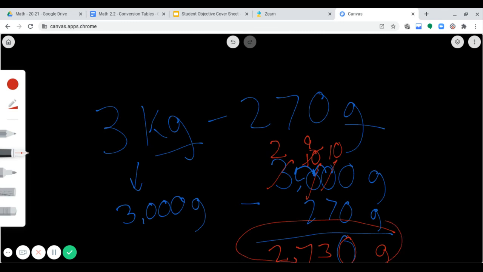Okay, so you're just going to be asked to maybe add or subtract again in this lesson, but you'll just need to be able to convert the kilograms to grams or vice versa.